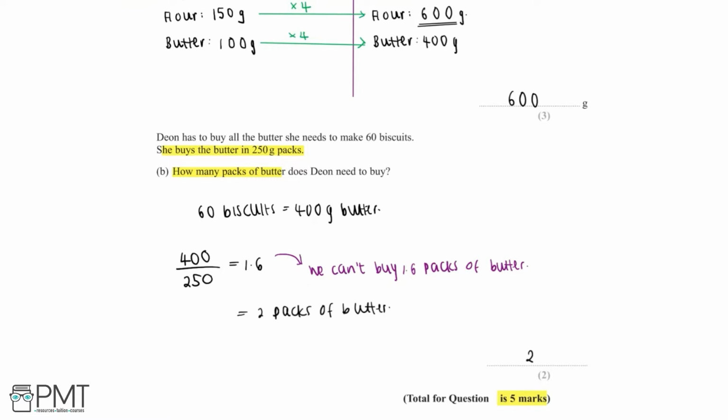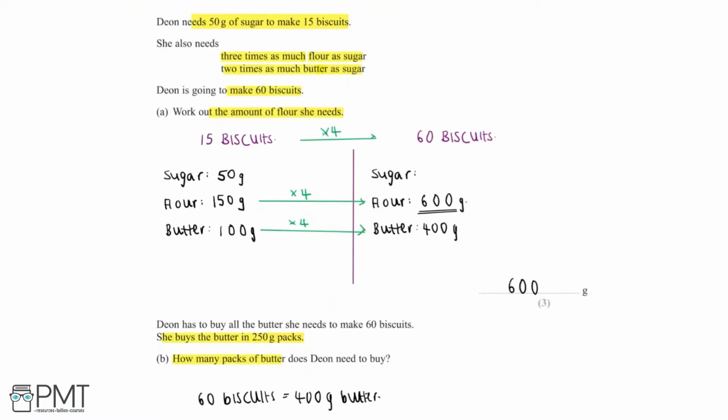Now this question is worth 5 marks. In Part A, we get 1 mark for realising that the multiplier is 4, and so to get from 15 biscuits to 60 biscuits, we multiply by 4. We get the 2nd mark for attempting to do 150 multiplied by 4, which we can see over here. And we get the 3rd mark for getting our correct final answer that the amount of flour she needs to make 60 biscuits is equal to 600 grams.